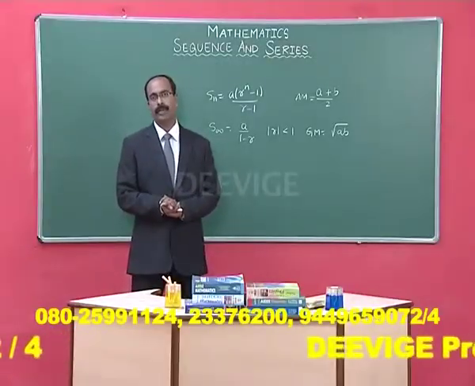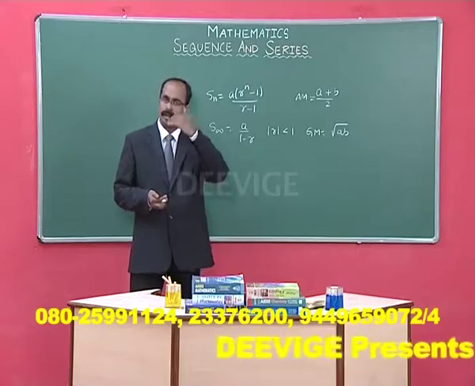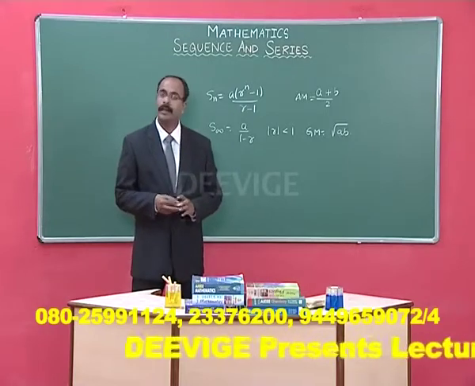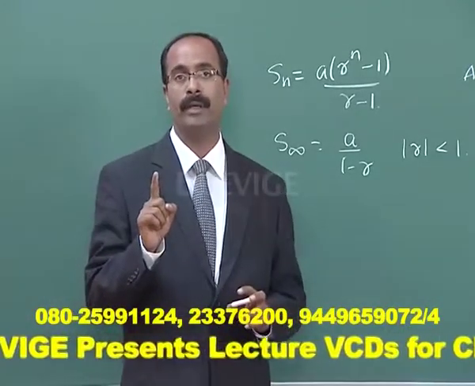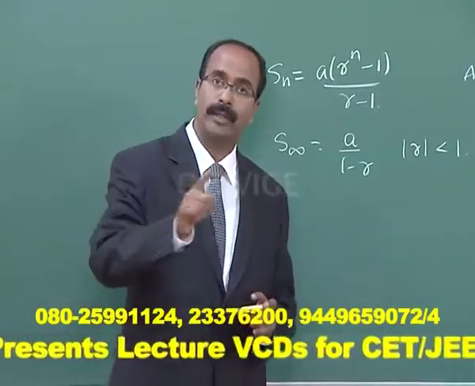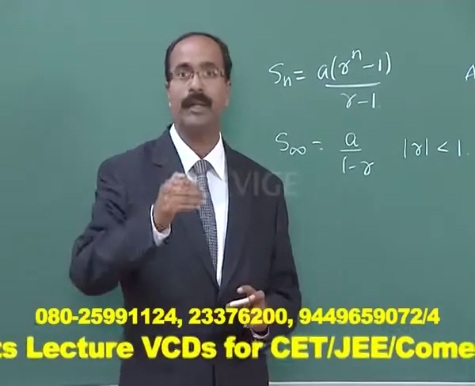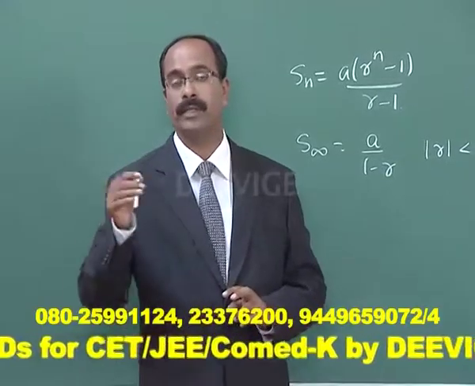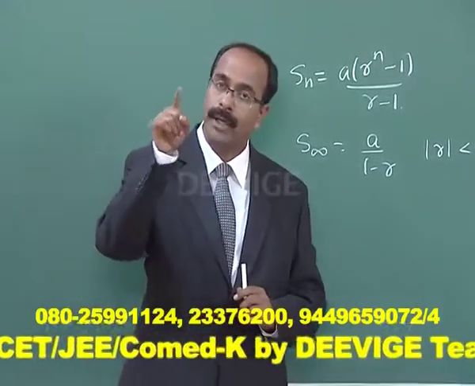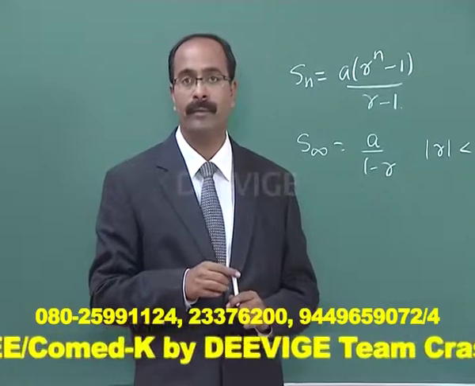Coming to harmonic progression. Harmonic progression is a progression whose reciprocal terms are in arithmetic progression. HP is not the reciprocal of AP. Harmonic progression is a progression whose reciprocal terms are in AP. A very good example is 1 by 2, 1 by 4, 1 by 6, 1 by 8. So 2, 4, 6, 8, they are in AP.